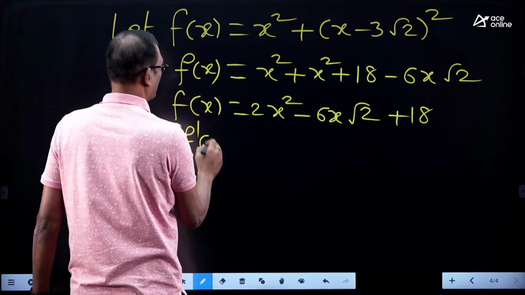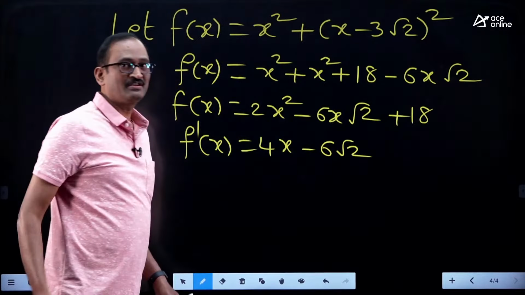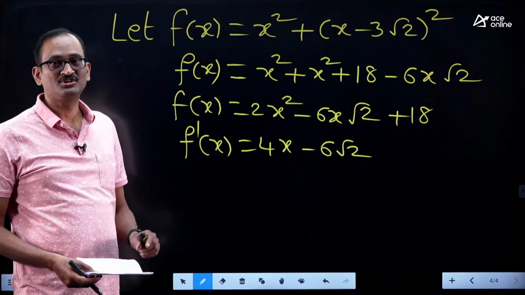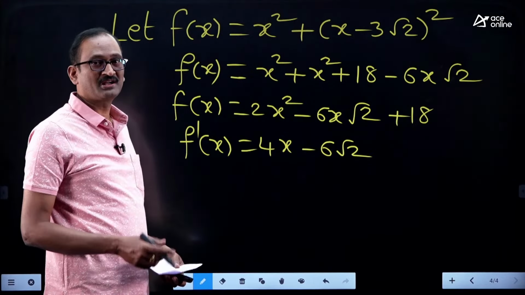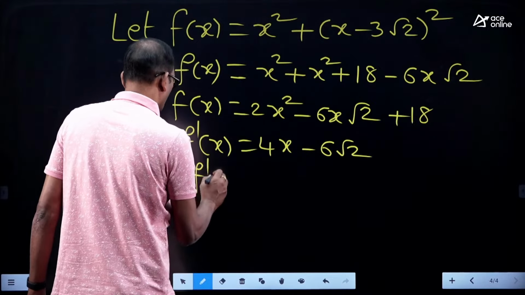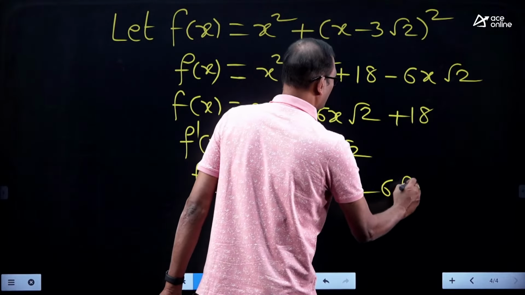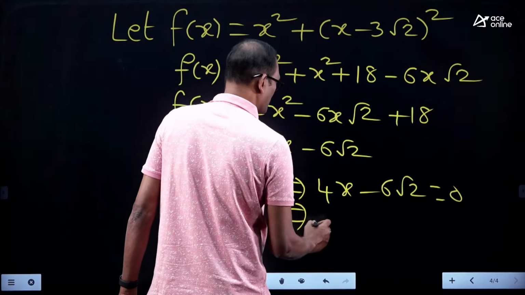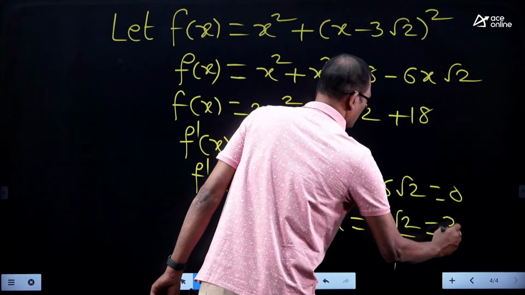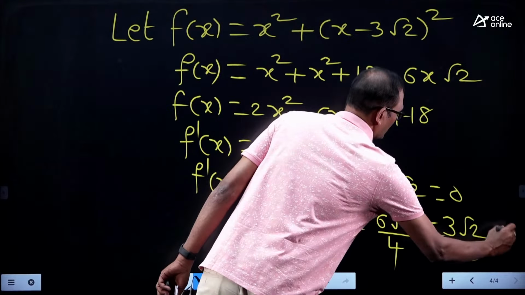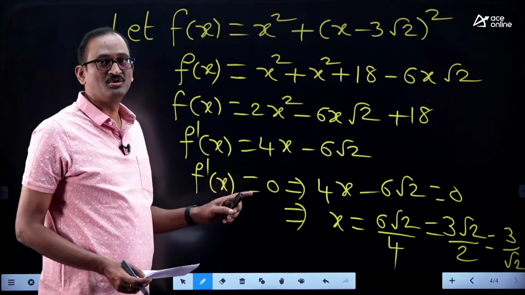So find f dash x: 2 into 2x, that is 4x minus 6 root 2. We were asked to find the minimum value. Unfortunately, we got only one stationary point. Obviously, this minimum value should occur at that stationary point only. So to get that stationary point, simply write f dash x is 0, then 4x minus 6 root 2 equal to 0, 4x equal to 6 root 2. So x equals 6 root 2 by 4, that is 3 root 2 by 2, that is 3 by root 2. Therefore, we got the minimum value at x equal to 3 by root 2.